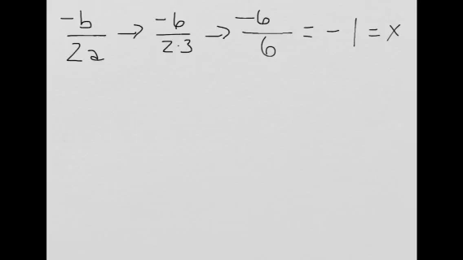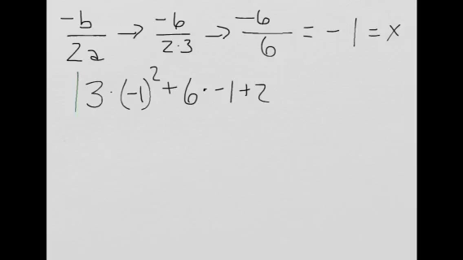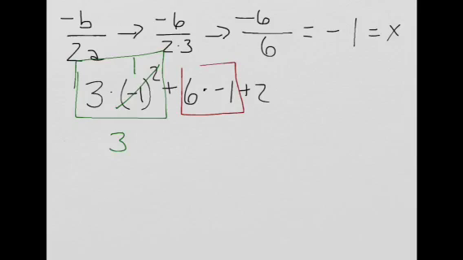So we're going to go 3 times negative 1 squared plus 6 times negative 1 plus 2. And we're going to focus in on this first part here. Negative 1 squared is just positive 1, and then we're going to take 3 times 1 and get 3. We're then going to focus in on this part right here, 6 times negative 1, which is negative 6. And then we're just going to bring down our plus sign and bring down our plus 2.